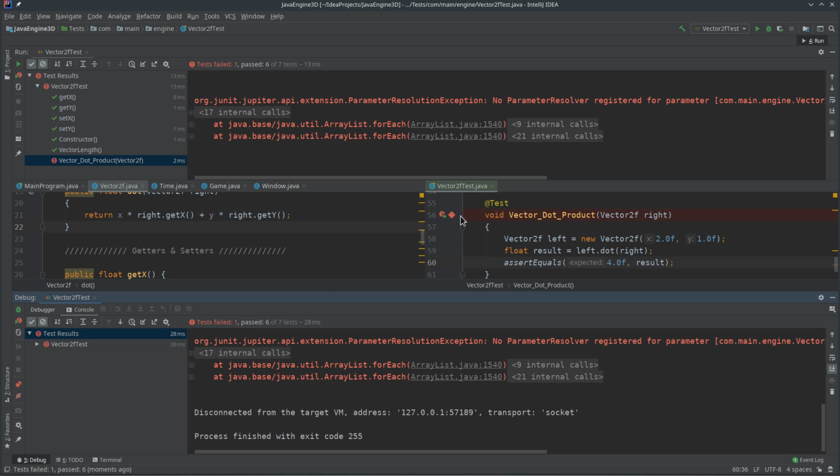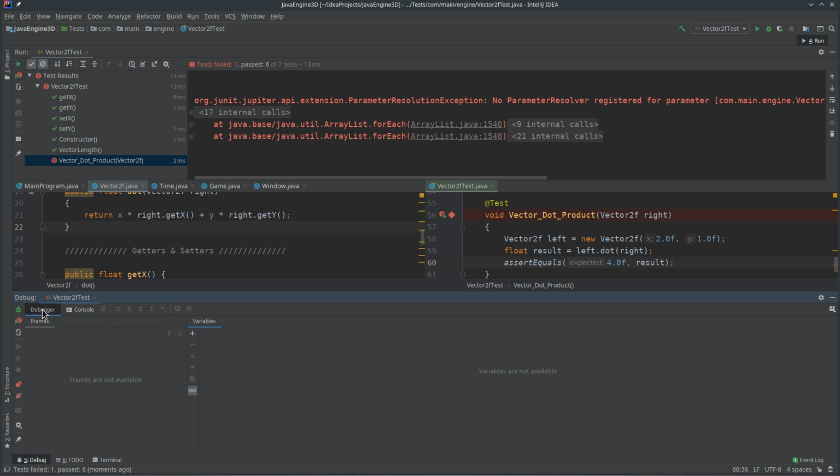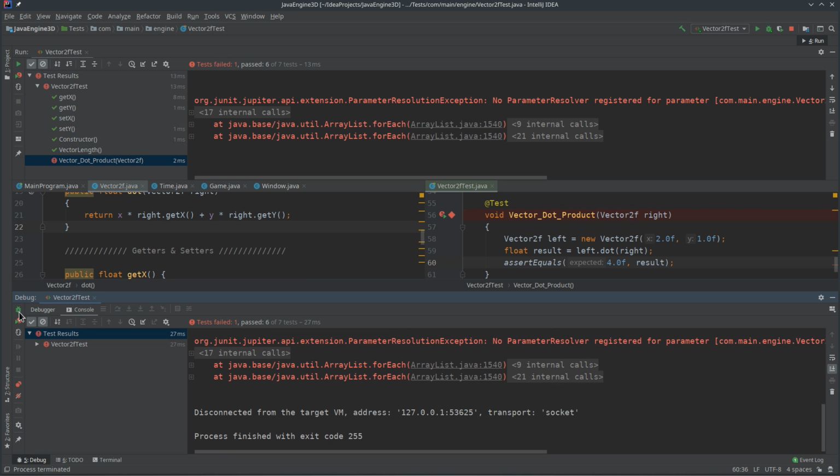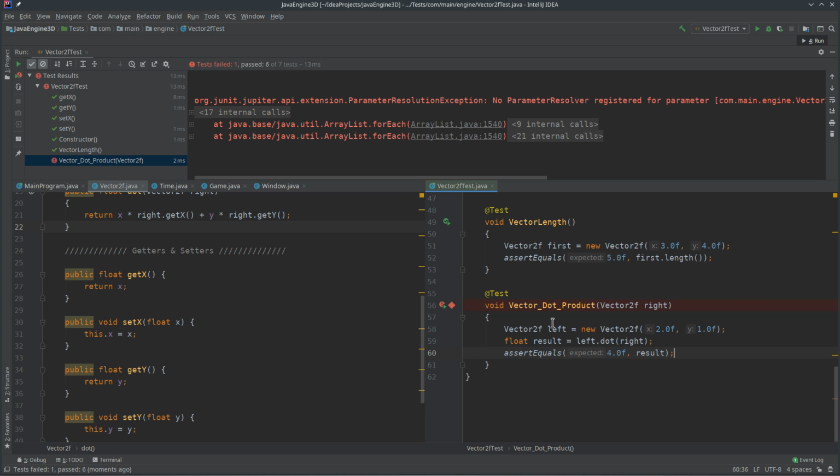So what do I have here? Where's my step over? Debugger. That's interesting. I'm not sure how that's supposed to work. Aren't I supposed to be able to debug tests? I don't know. It's one of these weirdo things. Alright, so I've got a test that doesn't work. That's okay. Continue.